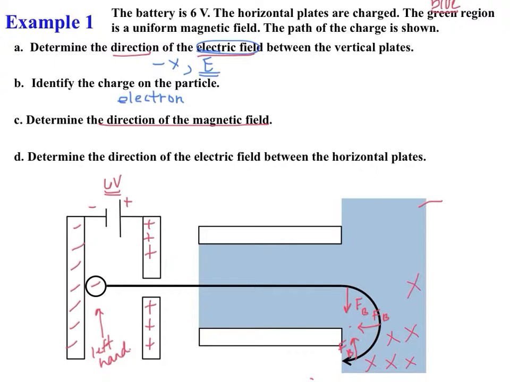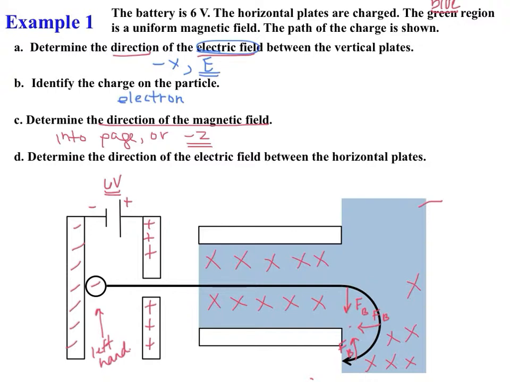And if that's true in this area, that's true everywhere. So my magnetic field is into the page, or negative z direction.